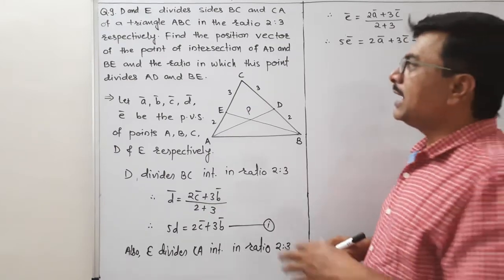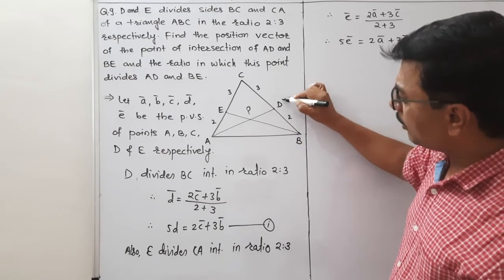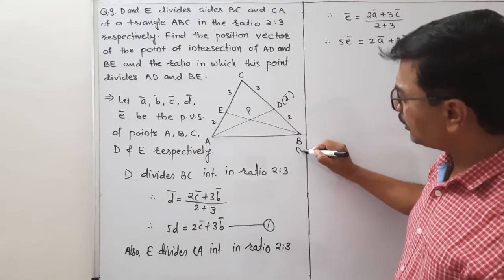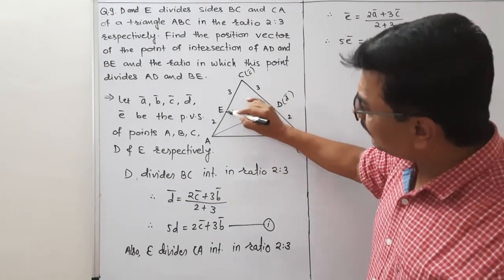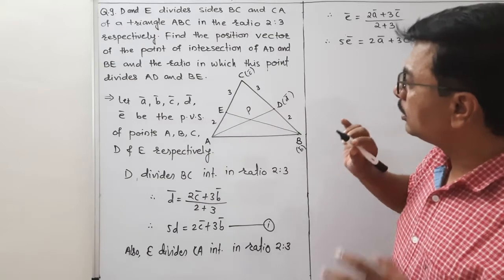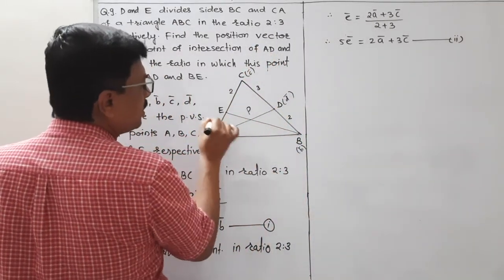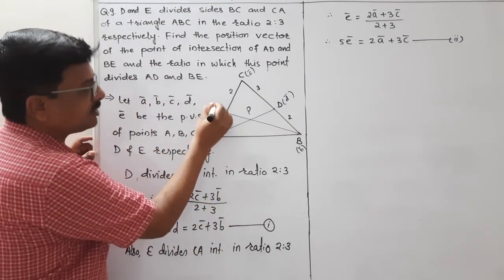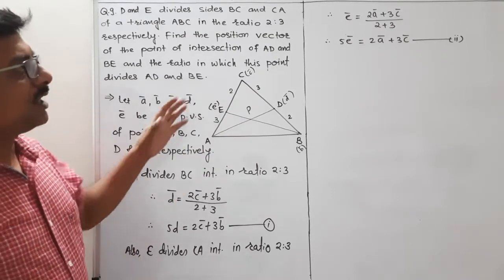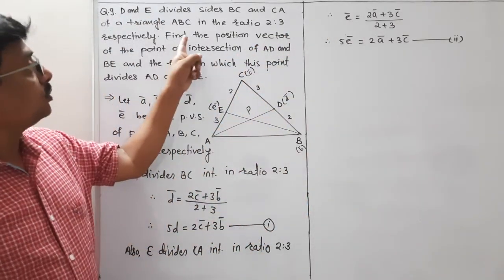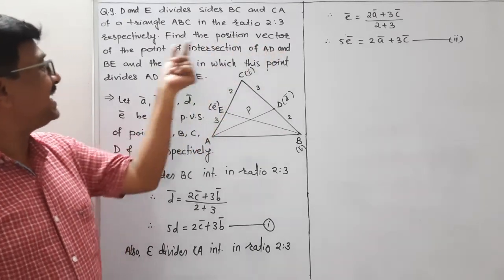Look at this. As the ratio of division is given, we have found the position vector of point D in the form of position vector of point B and position vector of point C. Similarly, E divides CA in the ratio 2:3, means we have found this relation of E vector in the form of C vector and A vector. Now after finding this relation, the question is for the point of intersection of AD and BE.